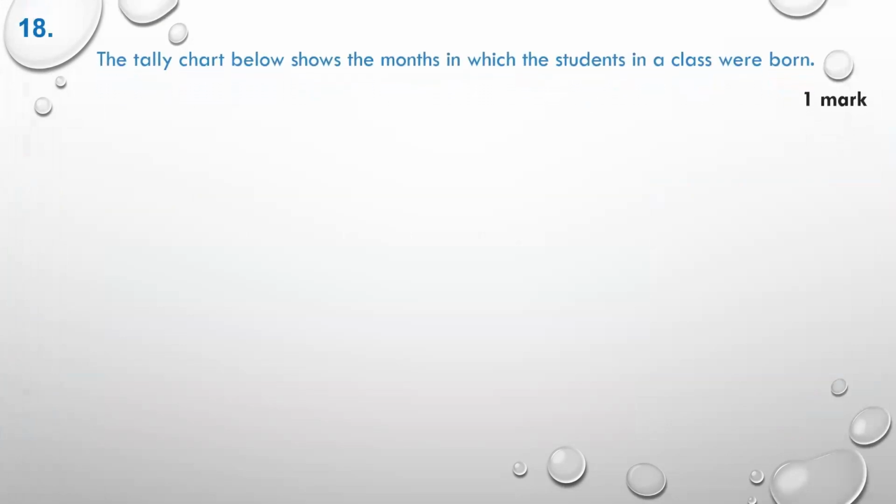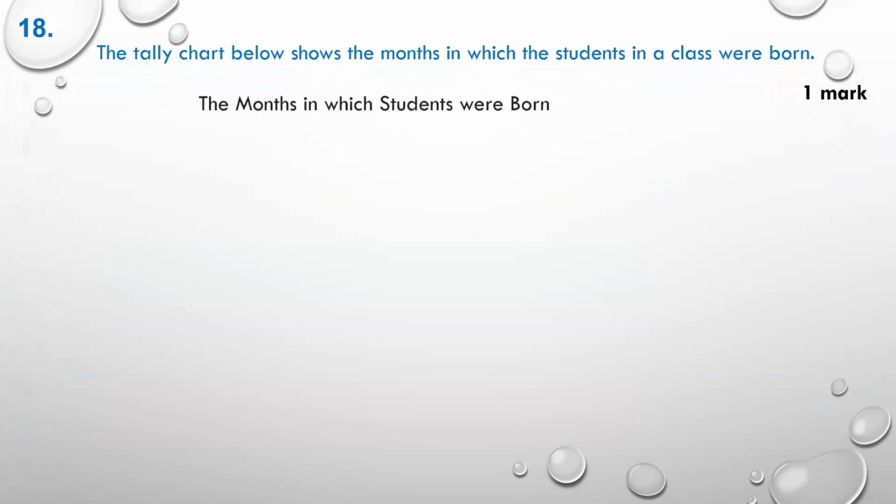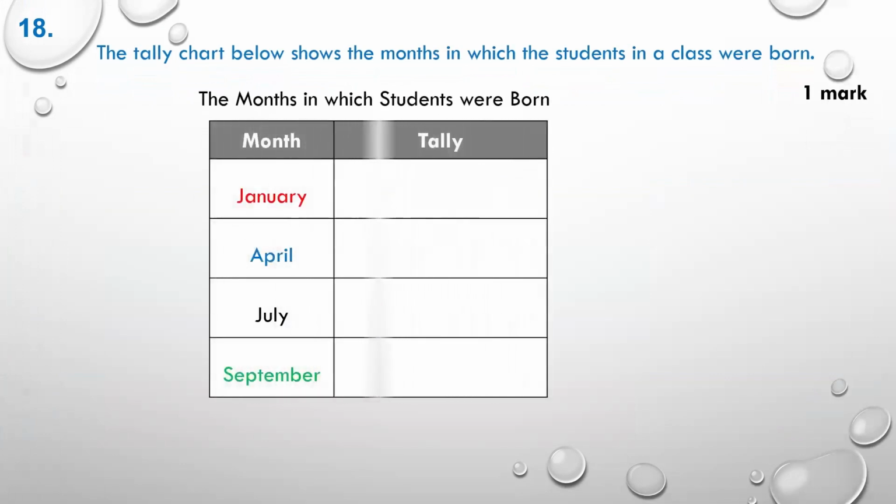So now let's go on to number 18. In that one, we've moved to statistics, the last three questions on this paper. The tally chart below shows the months in which students in a class were born. The months were January, April, July, and September. In January, there were 5 and one more, 6 students born in January. Nobody was born in February or March in this class.